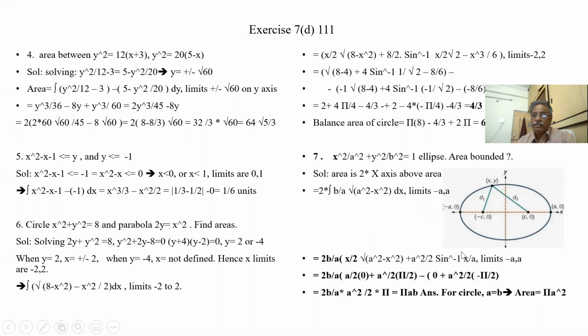When I substitute the limits of minus a to plus a, I am getting 2b by a into a by 2 into 0, plus a square by 2 into pi by 2. Here also, 0 minus pi by 2, minus into minus becomes plus. So I am getting pi ab. This is the answer. If it is a circle, my a is equal to b. So this is pi a square, or pi r square, the area of the circle.